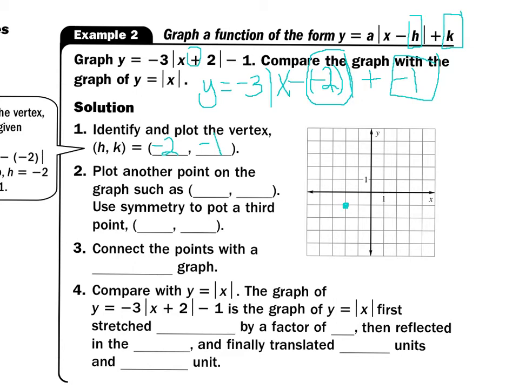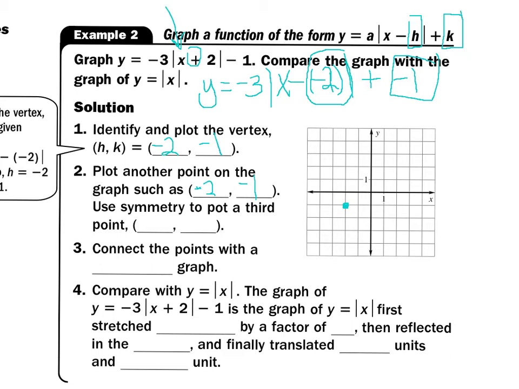Now, I'm going to plot another point on this graph, and it really doesn't matter where. I'm going to choose a convenient number to plug in for x. Do you see up here that a very convenient number for x would be negative 2? And why is that convenient? It's because negative 2 plus 2 is 0. So this whole term would be 0, and then y right away is negative 1. So I don't have to do a lot of math with that one.